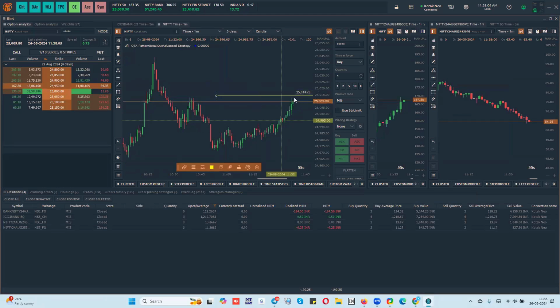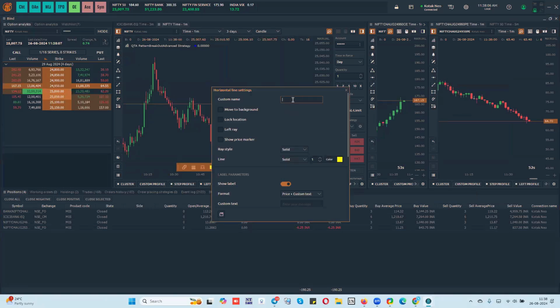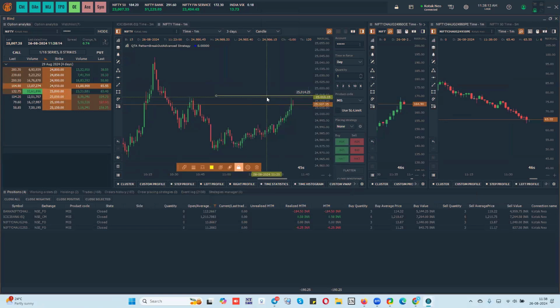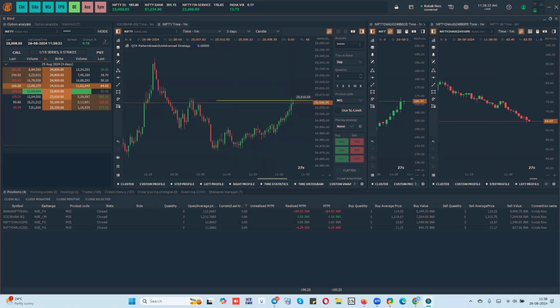Let's do it here. Go to the settings here, right click, lock location. If I want to bring this down, I can just unlock this and bring it down a little. And lock again. And now I double click. The strategy is working now. You can see the strategies manager.